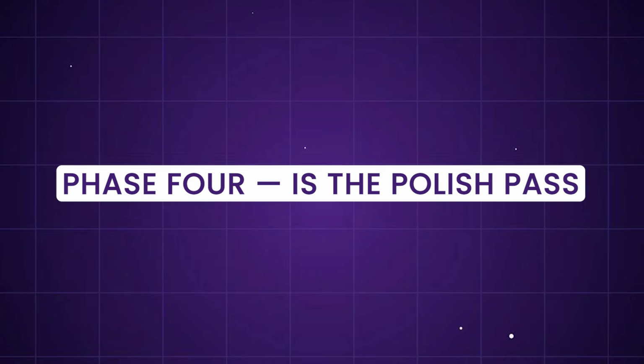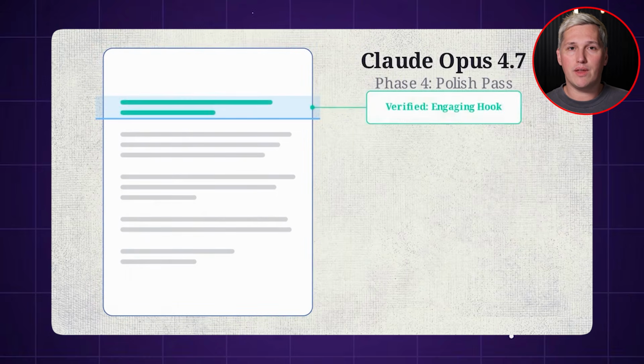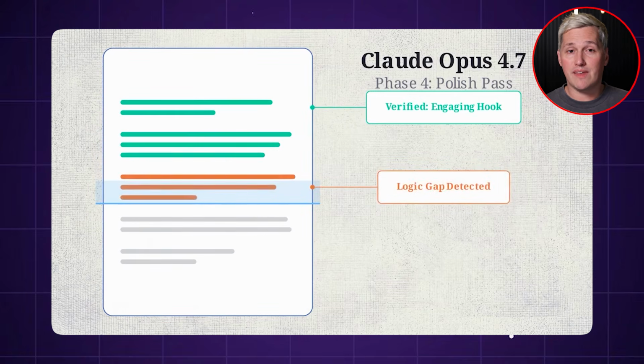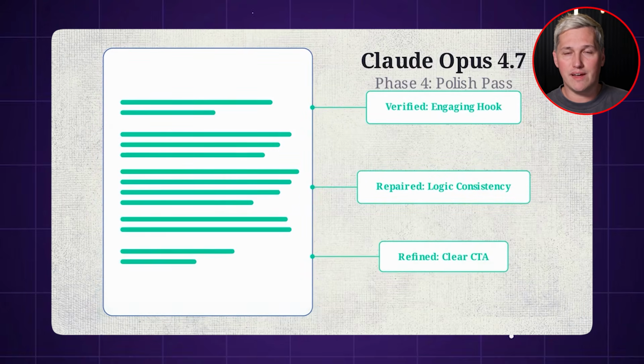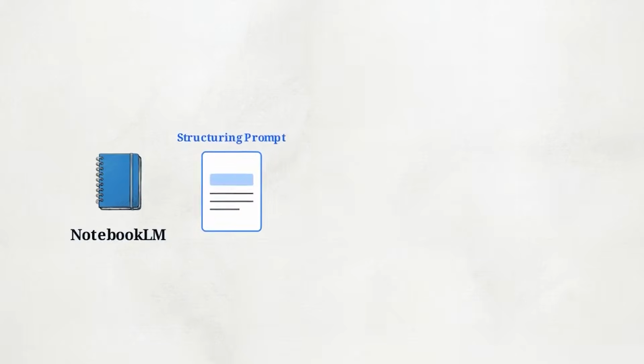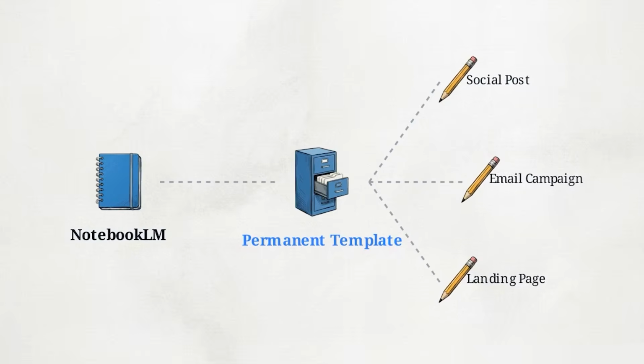Phase 4 is the Polish pass. You stay inside Opus 4.7 and ask it to review its own work. Tighten the hook, cut generic phrasing, sharpen the call to action. Opus 4.7 verifies its own outputs as part of how it operates. So this revision pass goes deeper than a basic cleanup. It is catching logic gaps before they show up in front of a client.